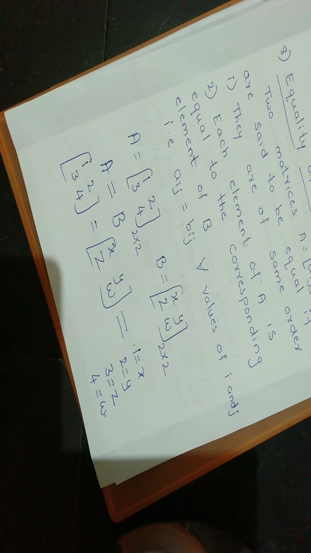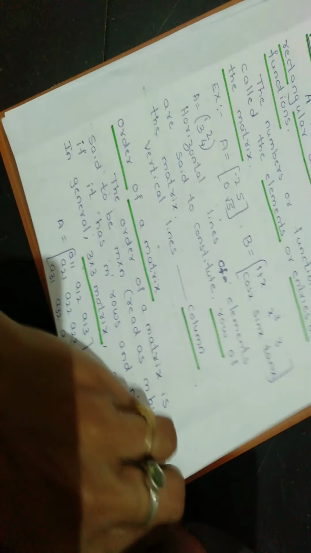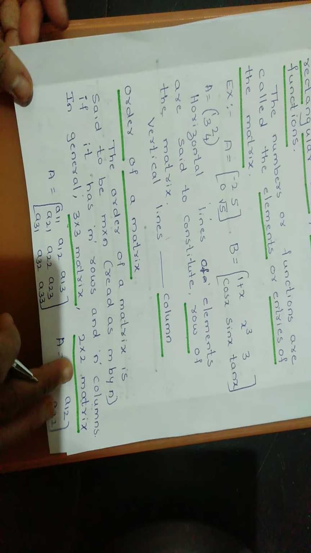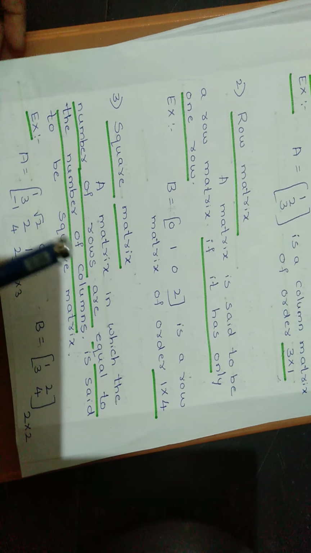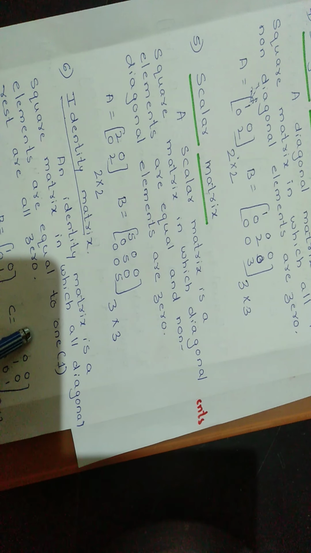In today's class we have studied the definition of a matrix, the elements or entries of a matrix, the order of a matrix, and also the types of matrices. Among these types, very important for examination purposes are the square matrix, diagonal matrix, scalar matrix, and identity matrix. It carries 1 mark. Lastly, we have studied the equality of matrices.